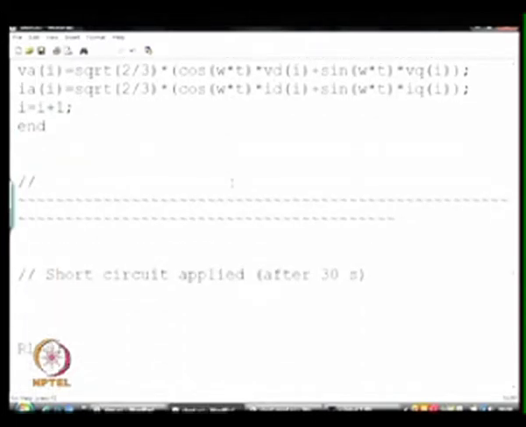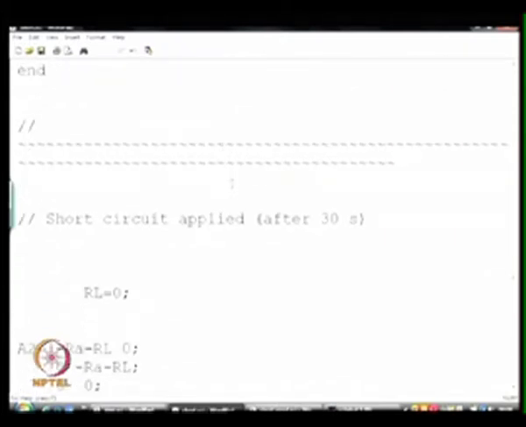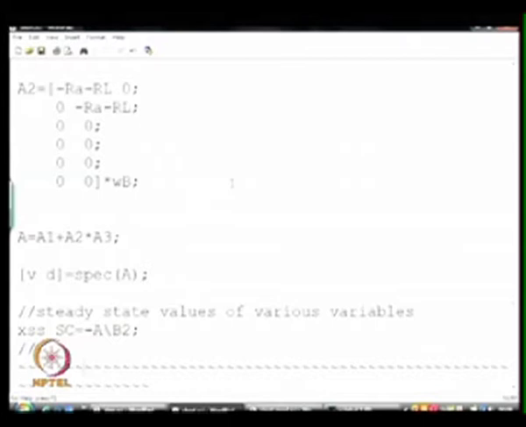Remember, when we apply a short circuit, RL becomes equal to 0. So that is what is given here. Wonder if it is seen there. Okay. RL is equal to 0, and then we of course re-evaluate A2 and the state matrix. Okay.